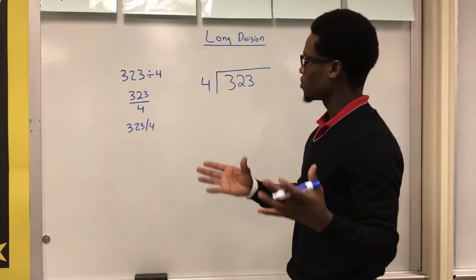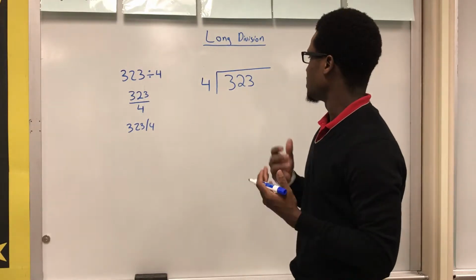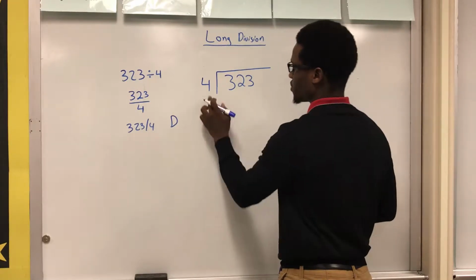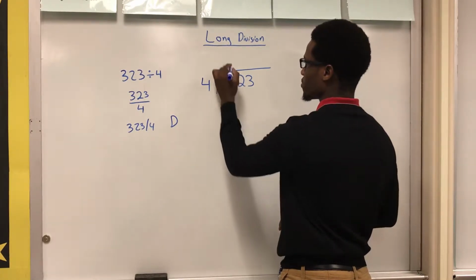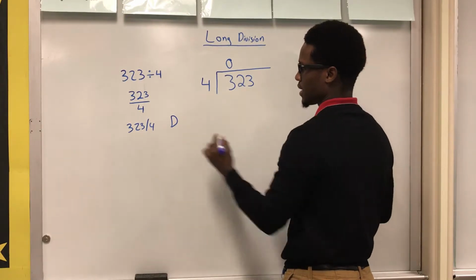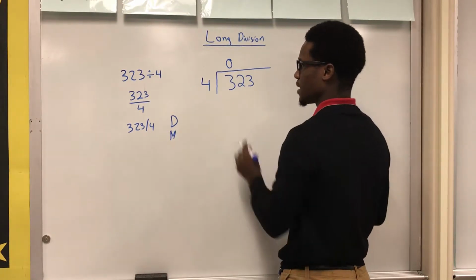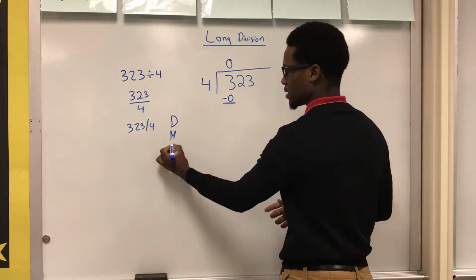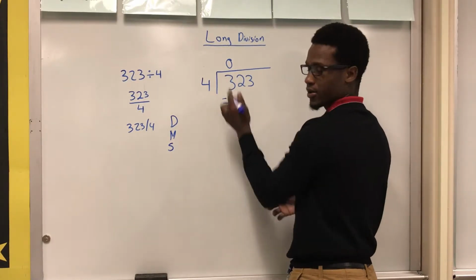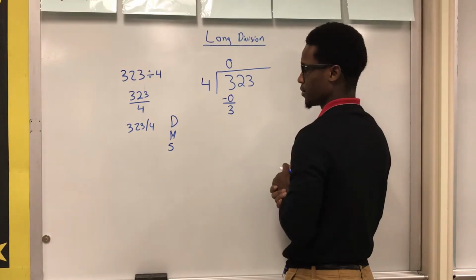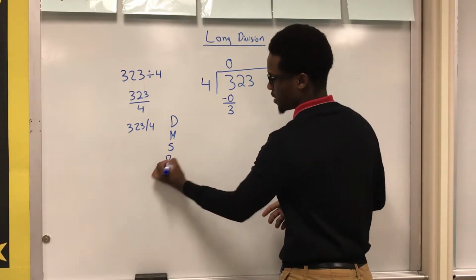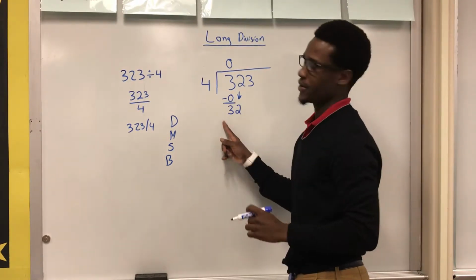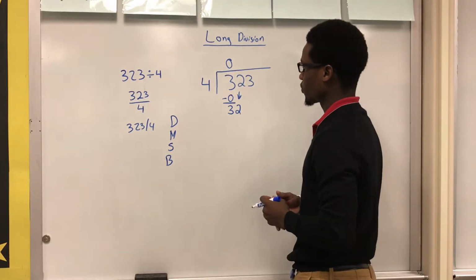Now, there's a couple of rules we have to follow with long division. The first thing is going to be D, which means to divide. So 4 goes into 3 0 times. Next is going to be M, which is to multiply. 4 times 0 is 0. Next is going to be S, to subtract. 3 minus 0 is 3. And then lastly is going to be B for bring down. We're going to bring down this 2 because we have a remainder here. And then we'll just go through the process over again.